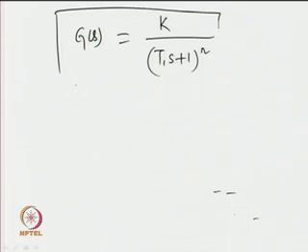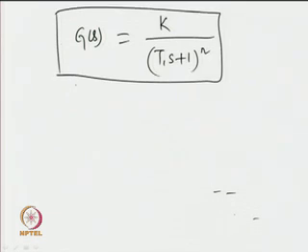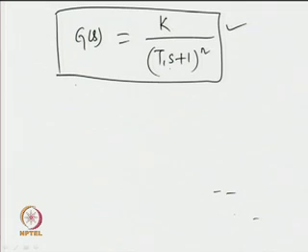Before identification, it is generally assumed that the process dynamics assume some specific transfer function form. In this case, we assume that the process has an all-pole transfer function form defined as K upon (T1 s plus 1) to the power n. So, identification of the process dynamics means finding the values for K, T1 and n.